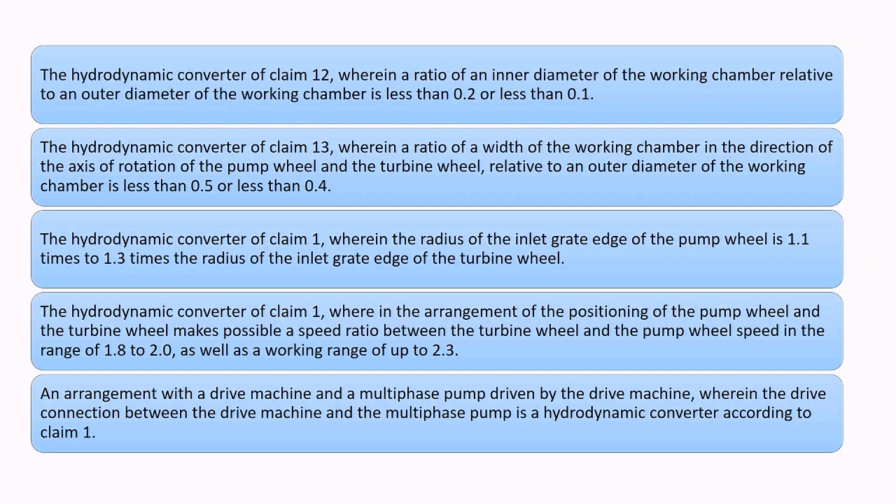As follows. Now, the hydrodynamic converter of claim 1, wherein the radius of the inlet edge of the pump wheel is 1.1 times to 1.3 times the radius of the inlet edge of the turbine. The hydrodynamic converter of claim 1, wherein the arrangement of the positioning of the pump wheel and the turbine wheel makes possible a speed ratio between the turbine wheel and the pump wheel speed in the range of 1.8 to 2.0, as well as a working range of up to 2.3.